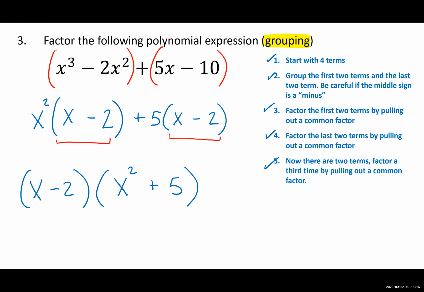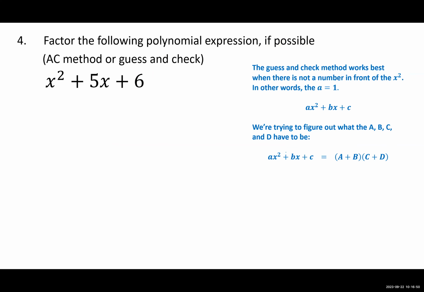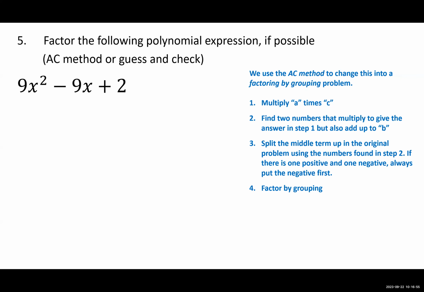All right, so that does it for factoring by grouping. Now I'm doing these problems in a very specific order. Pulling out a common factor first, because we use that in the factoring by grouping method. Factoring by grouping second, because I'm going to use this next in the factor and quadratic methods. So each problem is building on the previous problem. The next 2 problems. Number 4, x squared plus 5x plus 6. And number 5, 9x squared minus 9x plus 2.